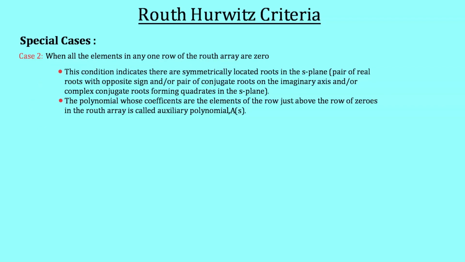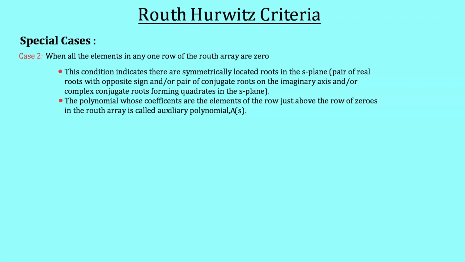The second special case is when all the elements in any one row of the Routh array are 0. This condition indicates there are symmetrically located roots in the S-plane. The polynomial whose coefficients are the elements of the row just above the row of 0 is defined as the auxiliary polynomial. It plays a very important role in completely solving the Routh array in this special case.